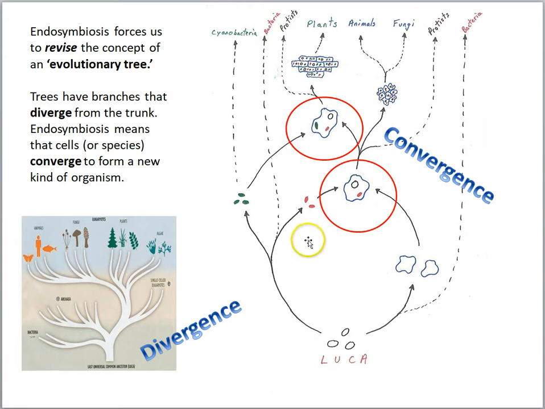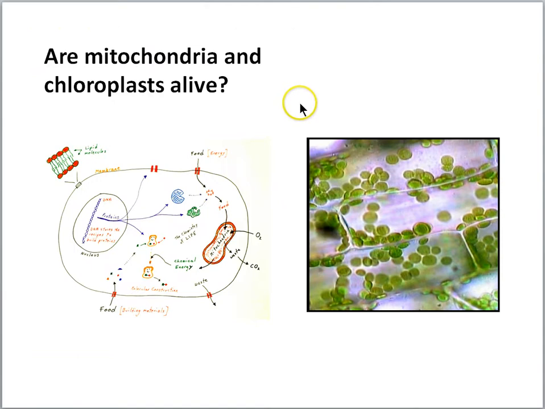Endosymbiosis theory requires that we have a diagram like this, where sometimes the branches on the tree of life can run into each other, forming a new type of organism. And it happens several times in the history of life, this first one being extremely important. So endosymbiosis means that the tree of life actually has points of convergence, two species uniting to form a new kind of organism. And finally, we'll end with one last question.